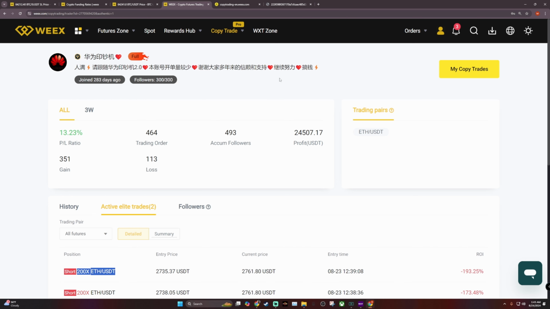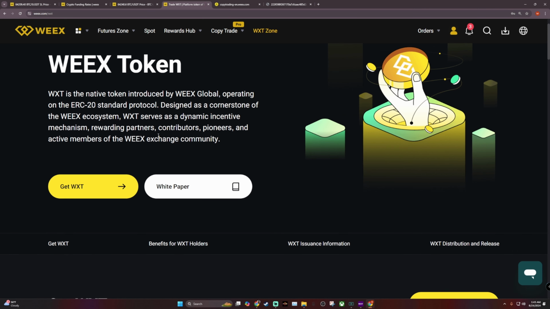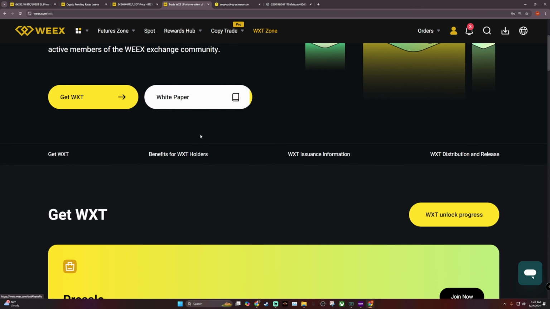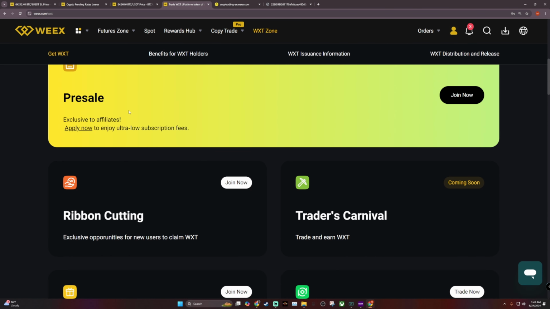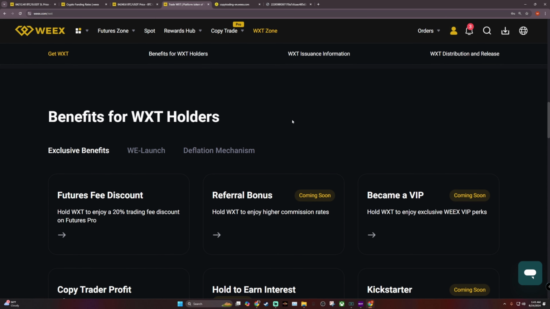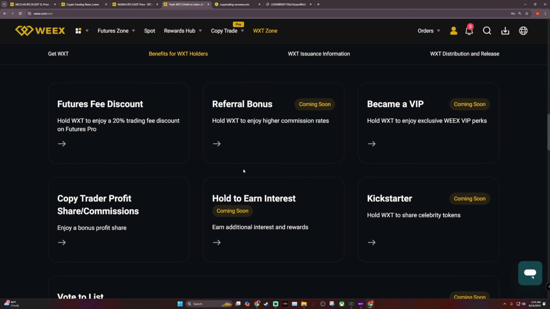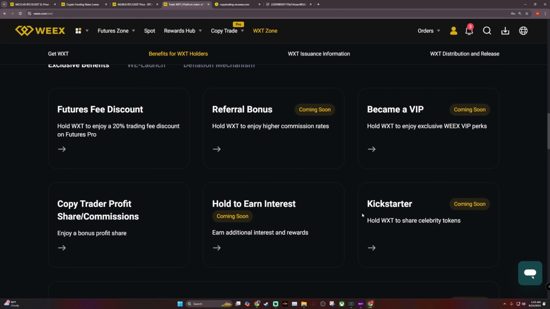That may give you a little bit of a boost here in your confidence levels, which I think is pretty nice. Afterwards, you go over here to the WXT zone. This is the Weex token, and you guys can get their token. You can look at the white paper. You can learn all about their token here, from the pre-sale to the ribbon cuttings, all this type of stuff here. And if you guys want to learn more, this is everything you guys can do. Hold to earn interest coming soon. It's not there yet. Referral bonuses, all that type of stuff.